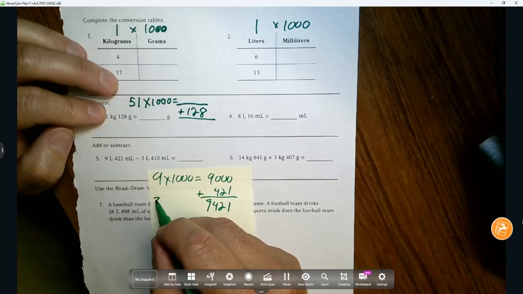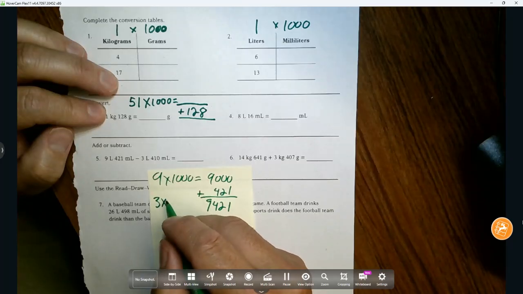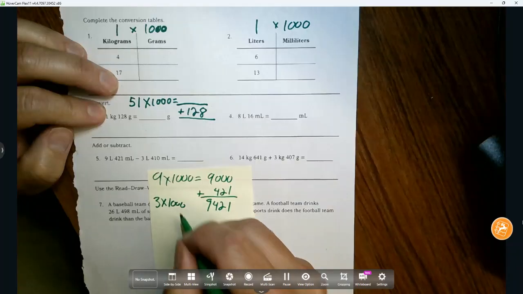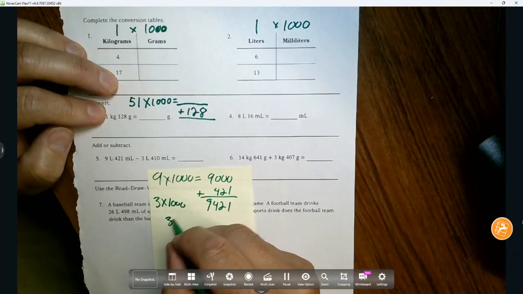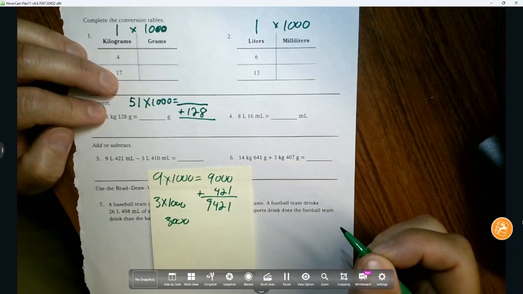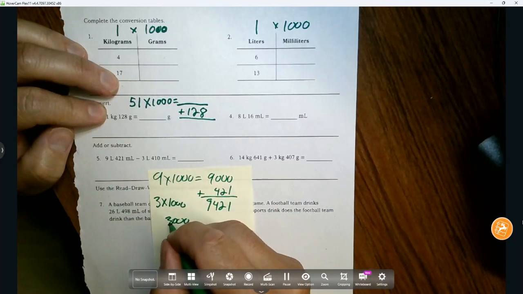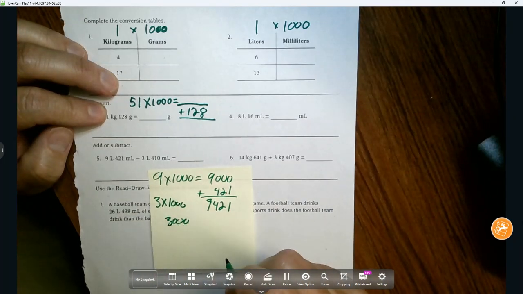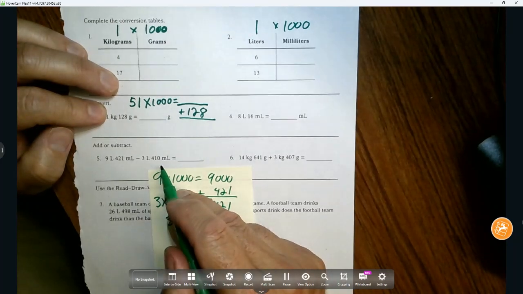Over here, we have 3 liters, but we need to make it milliliters, times 1,000. That's going to give us 3,000. I know that doesn't look like a 3, I'm using that marker and it's stuck. It is 3,000. 3,000 plus we still have 410 left there.